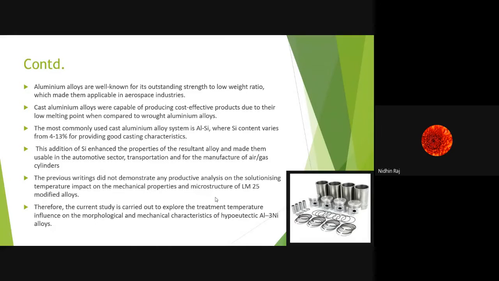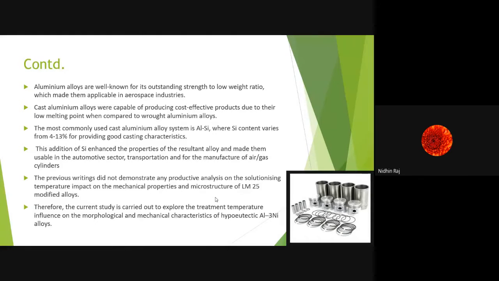Aluminum, nickel, silicon, and magnesium of the necessary weight percentages were melted in a crucible. The cast alloys were then solutionized for 8 hours at temperatures from 450 to 550 degrees Celsius. Then they were quenched, and then aged for 12 hours at 170 degrees Celsius.